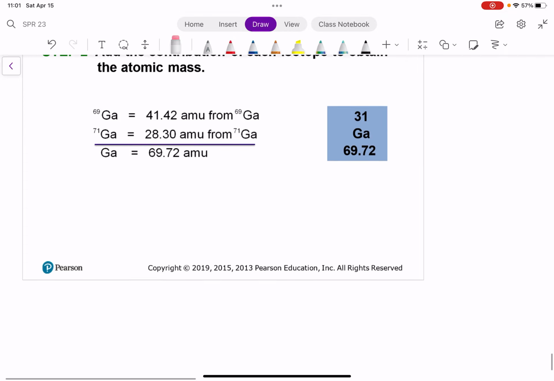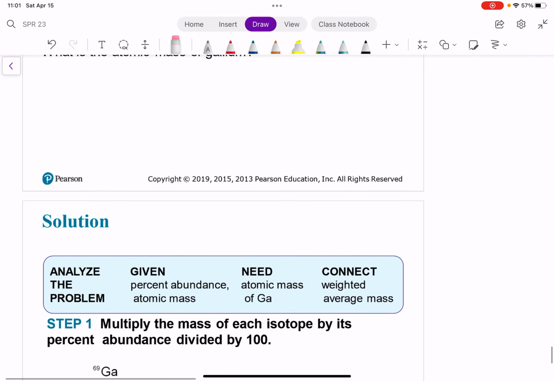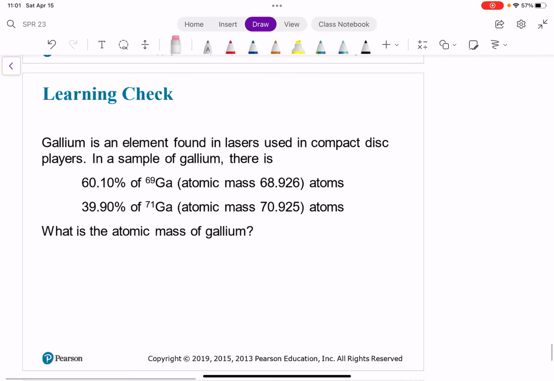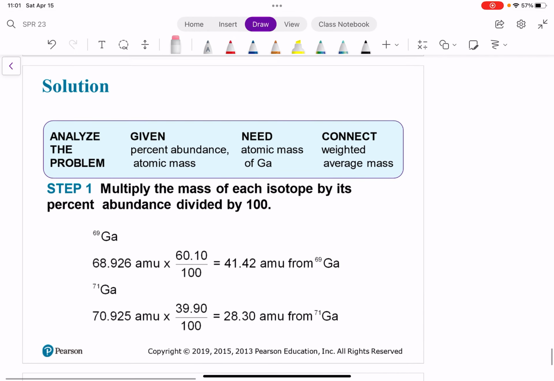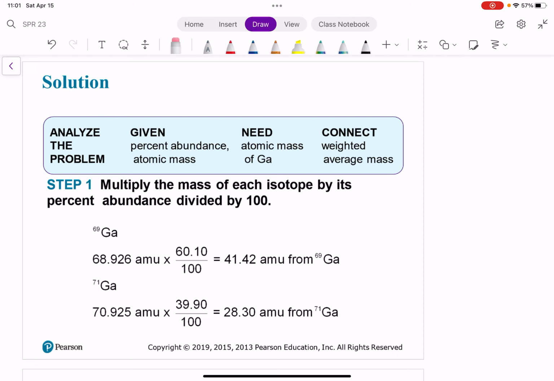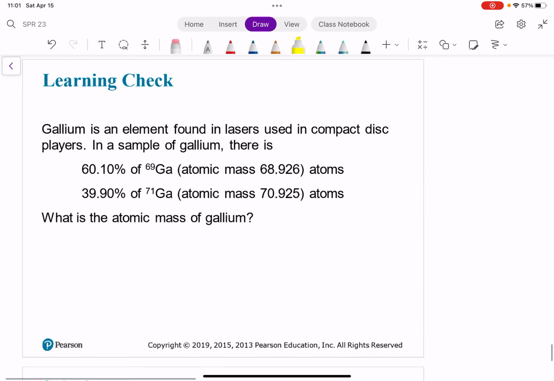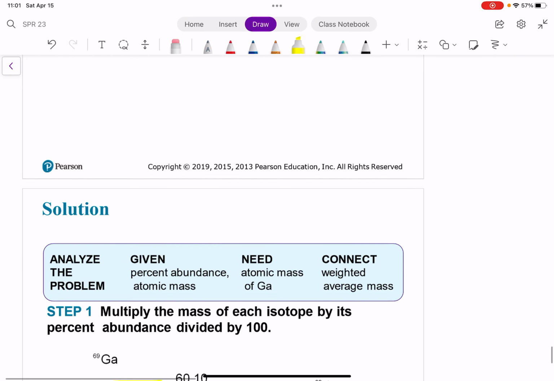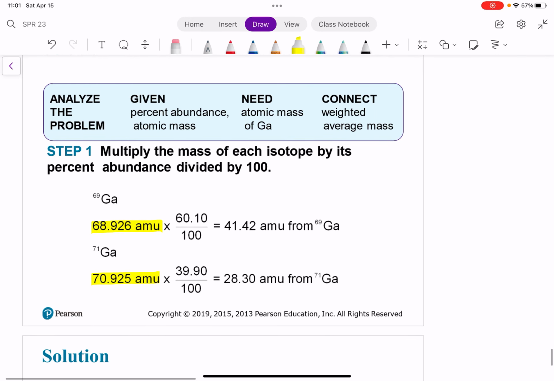Okay, so let's just go through. I think it'll be easier for me to just do this up here. I was just going to go through it with you instead of having you pause it, but we'll just go through it together here. So what we're going to do, remember, is we're going to take the mass, and we were given that up here, the atomic mass of those specific isotopes. And then we're going to multiply it by each isotope's percent abundance. So here's the atomic mass of that isotope, and then I have the percent abundance.